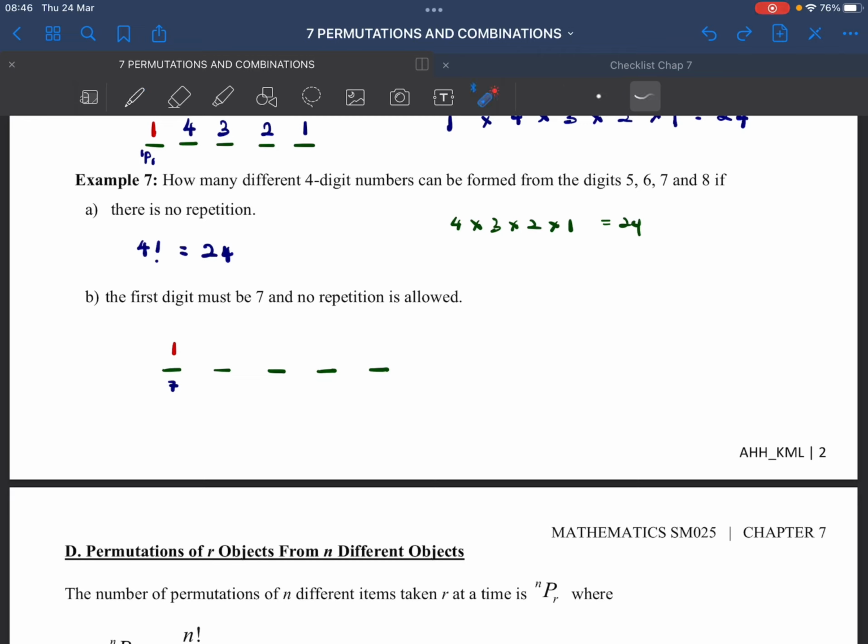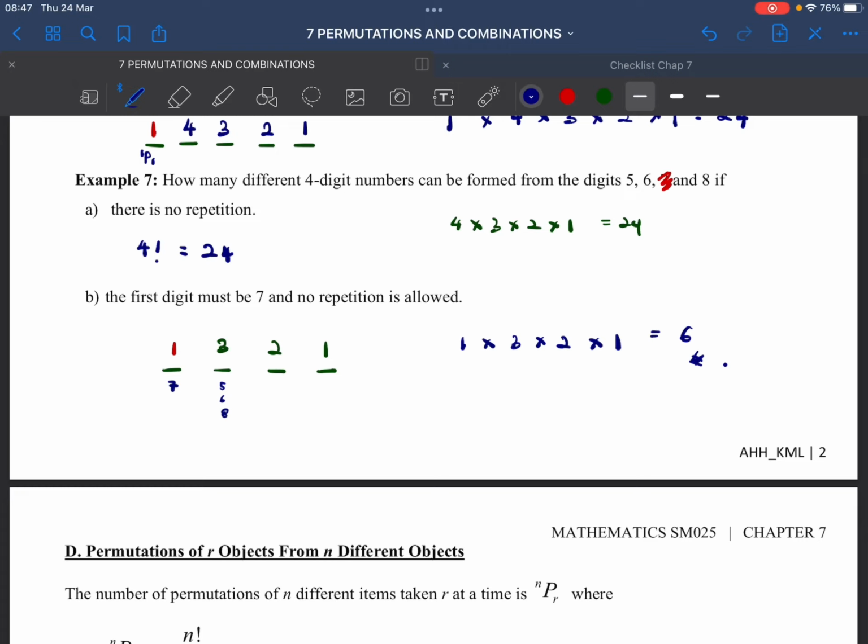So no repetition is allowed. So 7 is gone, we erase 7. So 5, 6, 8 there. So here it could be 5, 6, or 8. Okay, so there are 3 ways there. So if let's say 5 has sat there, this one can only be 2 and this one can only be 1. There are only 4 digits, so we just multiply. That's going to be 1 multiplied by 3 multiplied by 2 multiplied by 1, and you have 6 ways there.